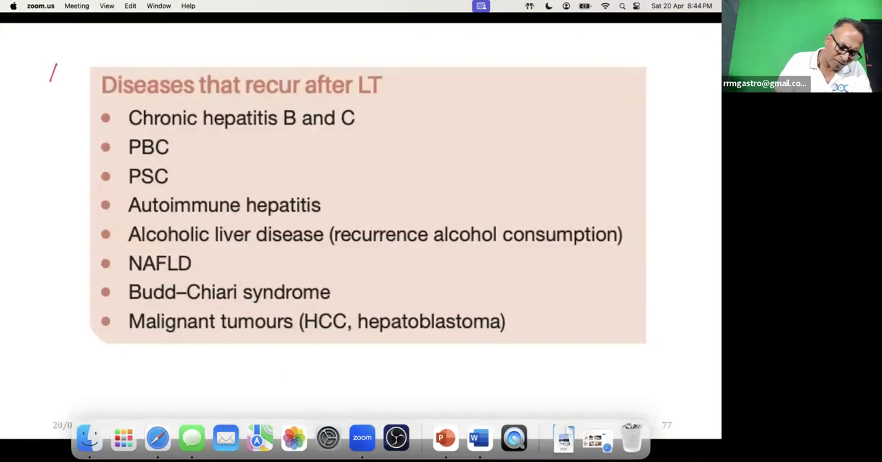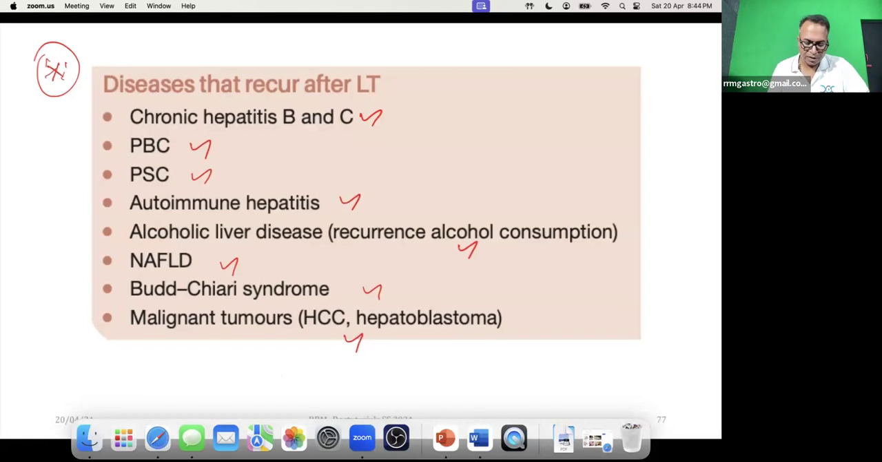So this is the MCQ for your exam. What are the diseases that recur after liver transplant? B and C, PBC, primary sclerosing cholangitis, autoimmune hepatitis, alcoholic liver disease, NASH, Budd-Chiari tumors. All of these will recur after liver transplant.